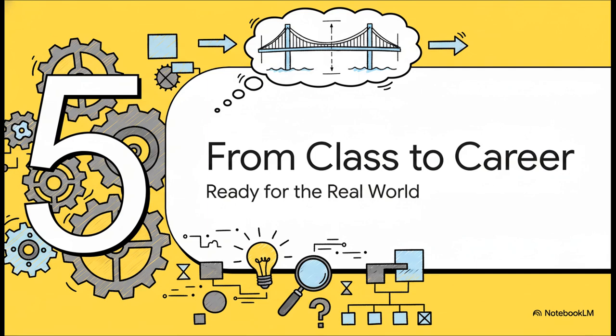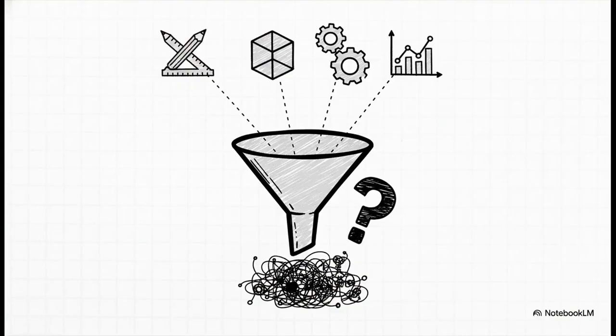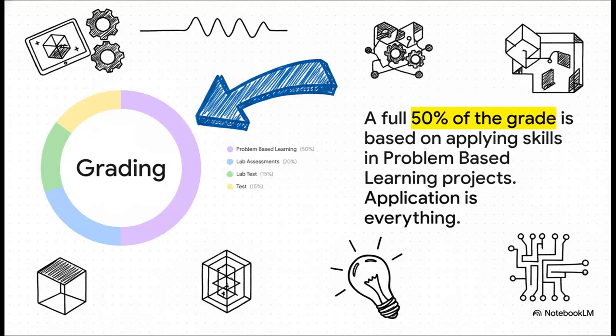So, how does all this cool tech prepare someone for a career? Well, that's the whole point. This course isn't just about learning software, it's about getting students ready to solve actual, real-world problems. Every single skill, sketching, modeling, assembly, analysis, it's all funneling toward one goal. Being able to take all that knowledge and solve messy, complicated problems that don't have easy answers, just like in the real world. And the proof is right here in how they're graded. Get this, a full 50% of a student's final grade comes from problem-based learning projects, half their grade. It's all based on applying what they've learned, not just memorizing it.